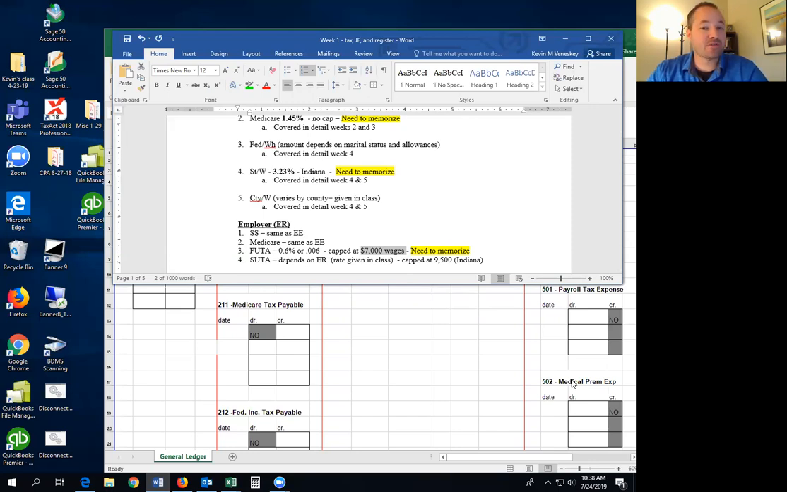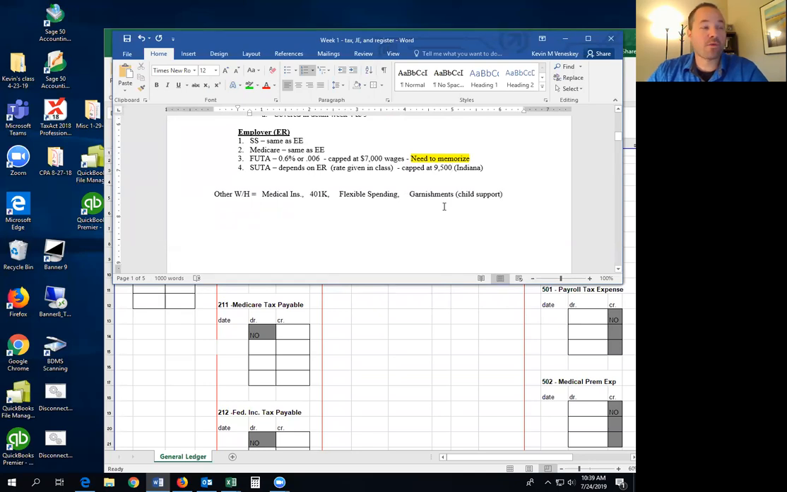For the state, the SUTA tax, that's also in Indiana an employer-only tax. That will vary depending on the employer, and therefore I will have to give you what the percentage is. For the FICA rate, it doesn't vary. It's always 0.6. However, for the SUTA, it does vary per company, and I will give that to you. However, the cap does not change. So the cap for FICA was $7,000, and then for Indiana, the cap is the first $9,500 you make. You'll be taxed at whatever rate for that company.